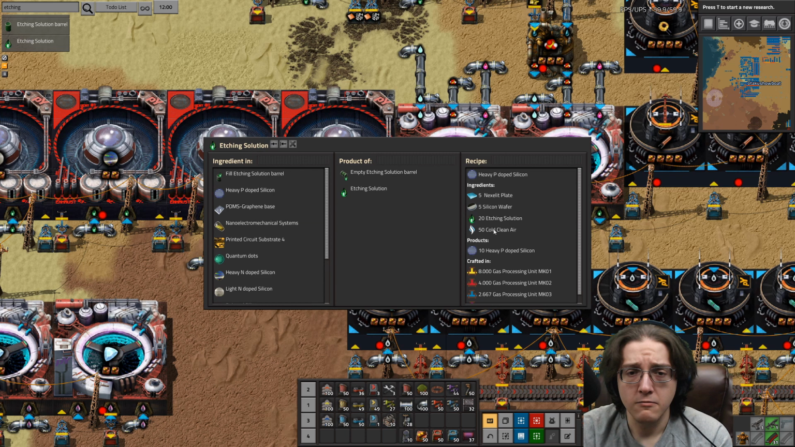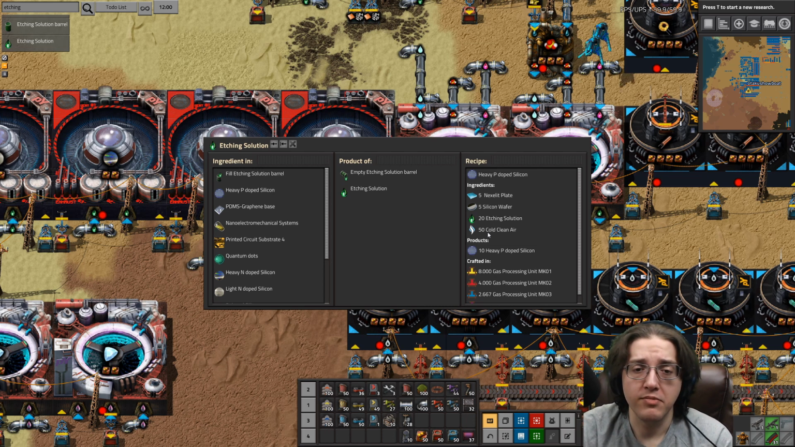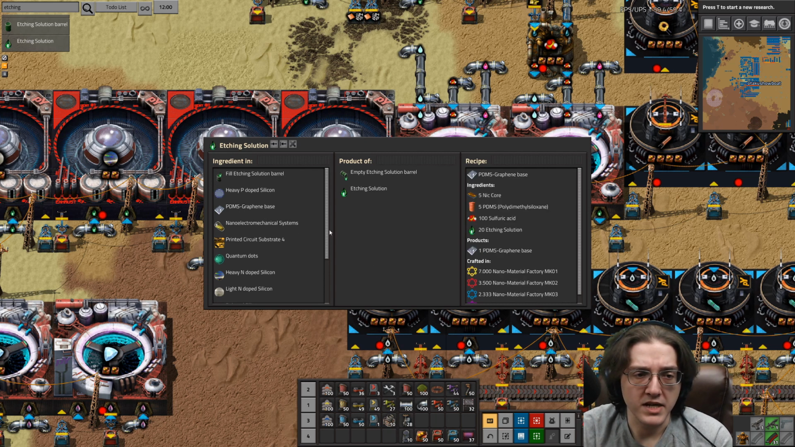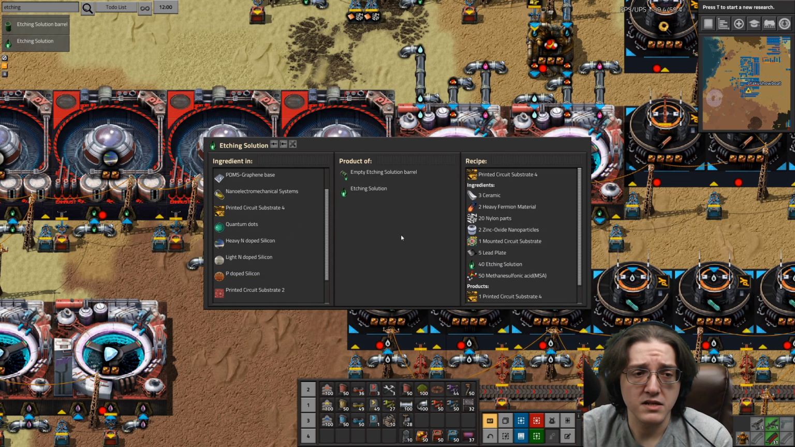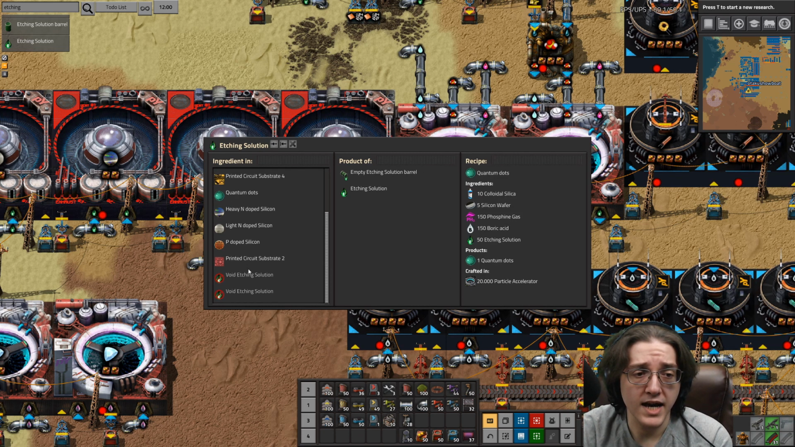cold clean air being a new thing here that we won't have talked about yet, that is like early stages helium chain, but it's also fairly simple. It's like out of nitrogen, basically. Pretty much, or out of gasoline, like air being processed with gasoline, eventually producing helium. Graphene rolls, it's used in the graphene roll chain, which will come up in circuit 3s, used directly in printed circuit substrate 4s, quantum dots even further than that.